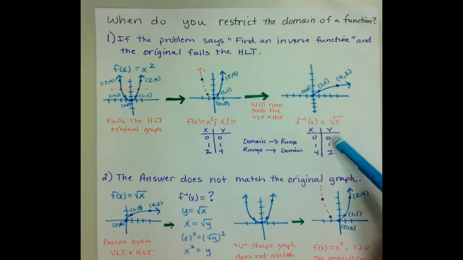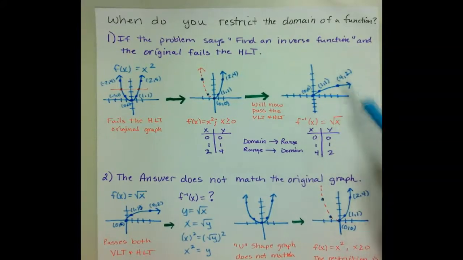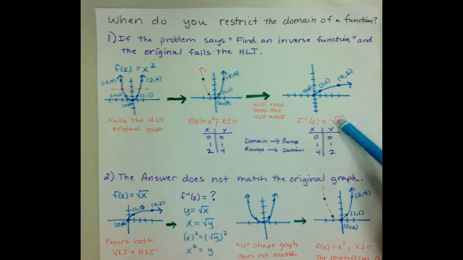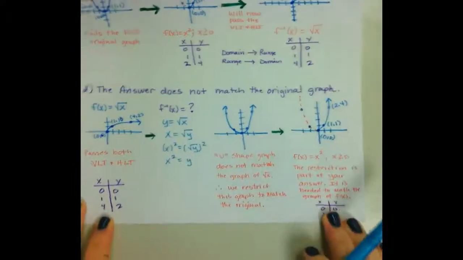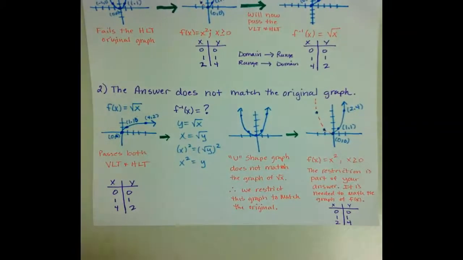When our domain and range trade places, we look at our new point, and we can see right here when we look at that point, we know it is the square root graph. And this new graph now will pass the vertical and the horizontal line test. So when it says find an inverse function, but the original fails the horizontal line test is one case. The other case is when the answer does not match the original graph.